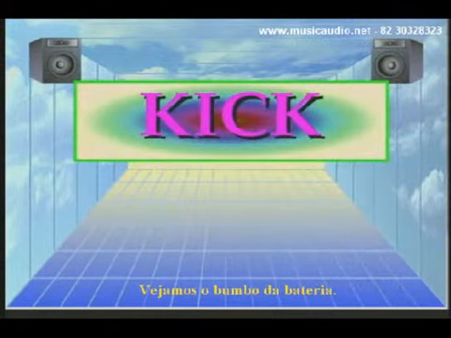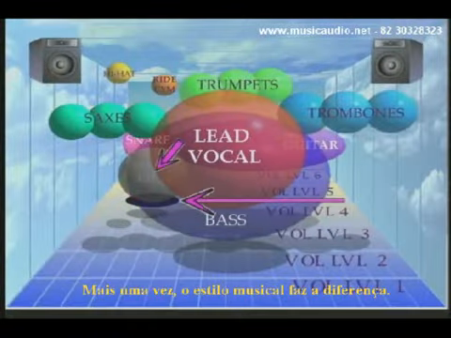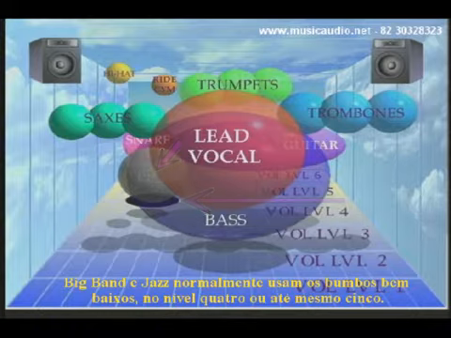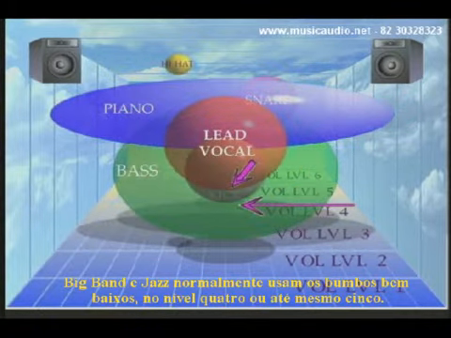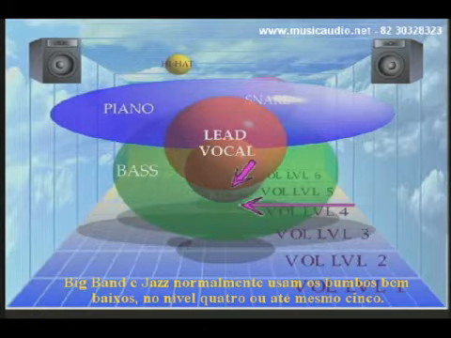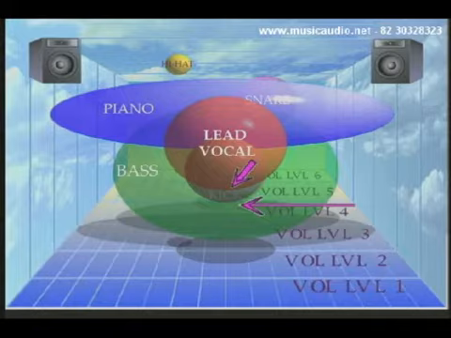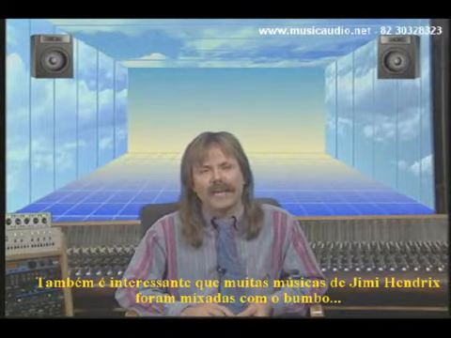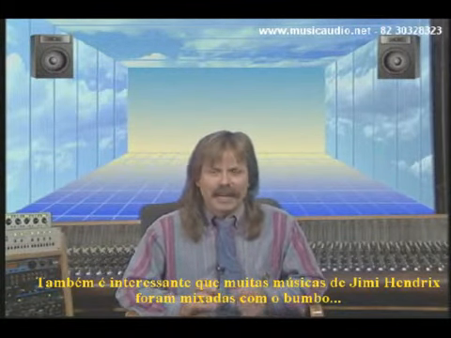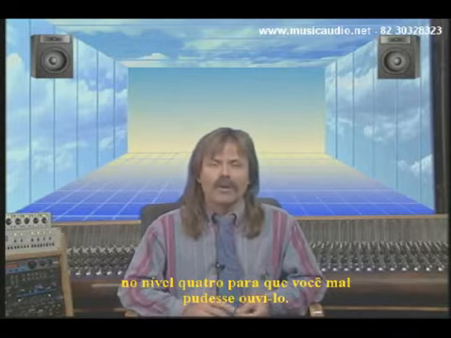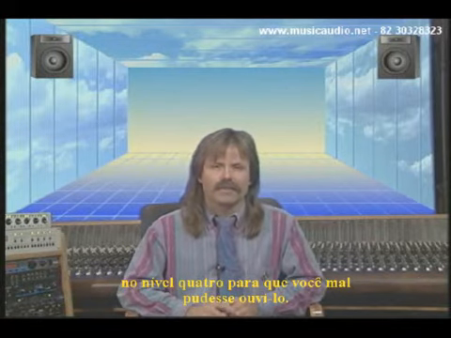Now check out kick drums. Again, the style of music makes the biggest difference. Big band music and jazz commonly have the level of the kick drum down around level 4 or even level 5. It's also interesting that even a lot of Jimi Hendrix's music was mixed with the kick drum down around level 4 so that you could hardly hear it.